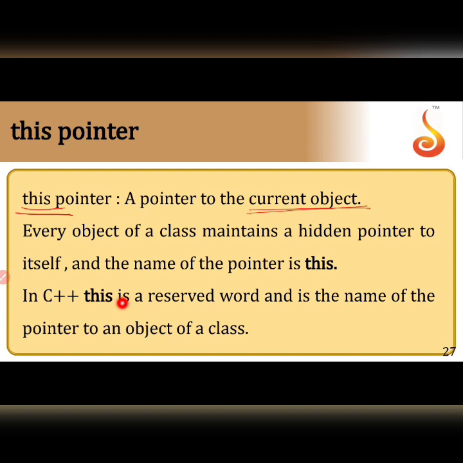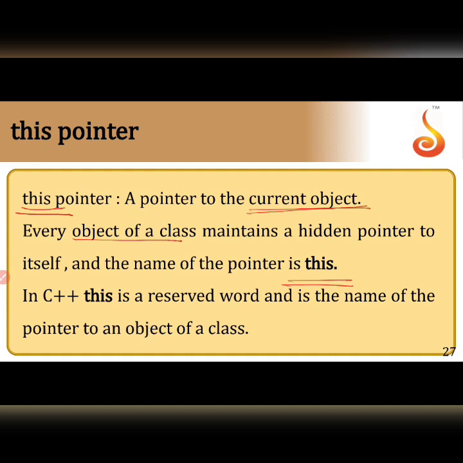And when do I need this? When you want to refer to the object as a whole, that is as a single unit, then you can make use of this pointer. So every object of a class maintains a hidden pointer to itself. So this points to the current object.